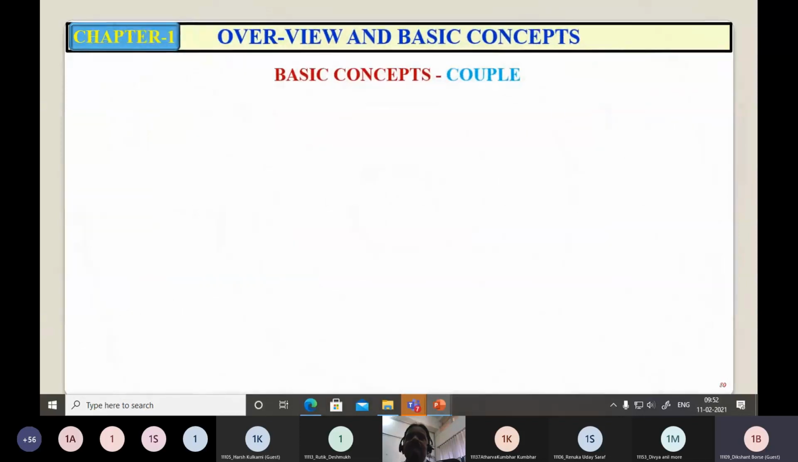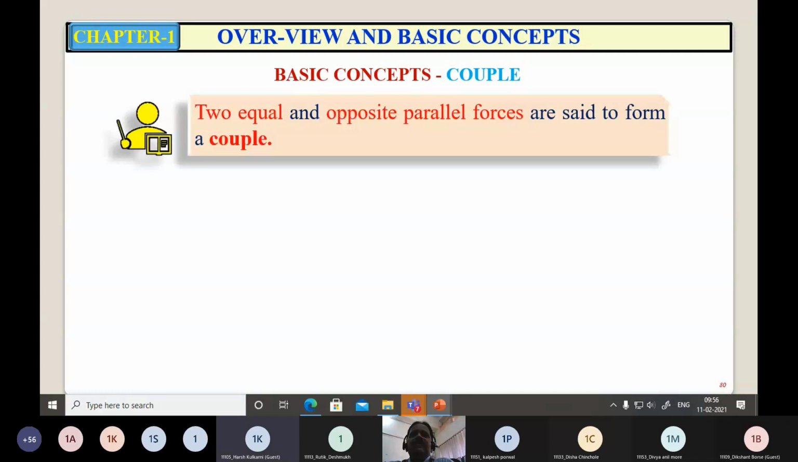So here it is said. Then couple. See here, couple. So do you have any idea about couple? Couple means what? Pair. Pair of two. Sir, it's a pair of forces which are acting opposite to each other, such that there is no translational motion, but they produce the moment of force in the same direction. Very good. Right.